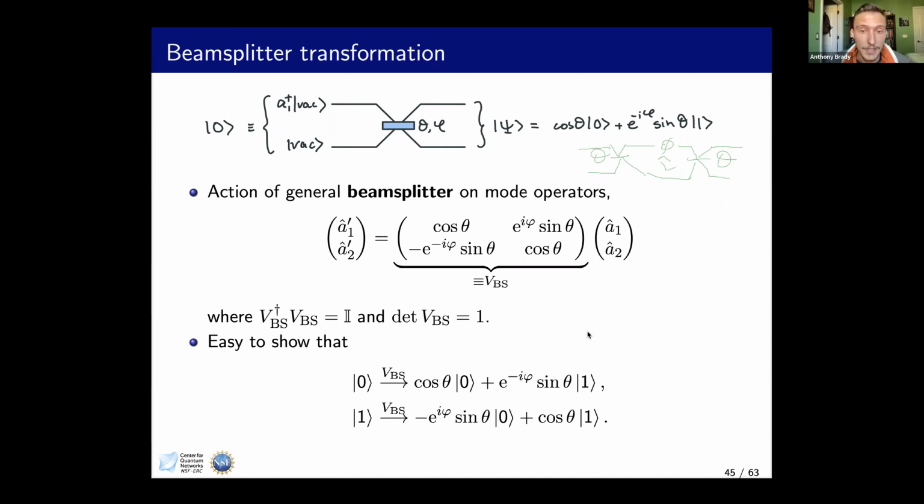And so the action of a general beam splitter is this rotation matrix below. It's actually just a unitary matrix, a unitary with determinant 1. And you can easily show in this representation that logical states under this generalized beam splitter transform in this way. So starting from 0, you can generate these qubit states by applying this generalized beam splitter on your single photonic qubit.